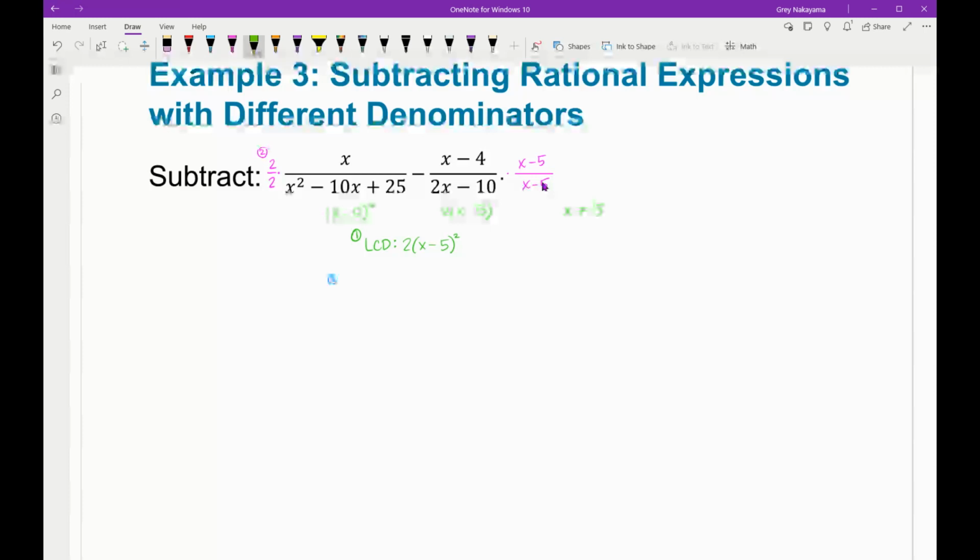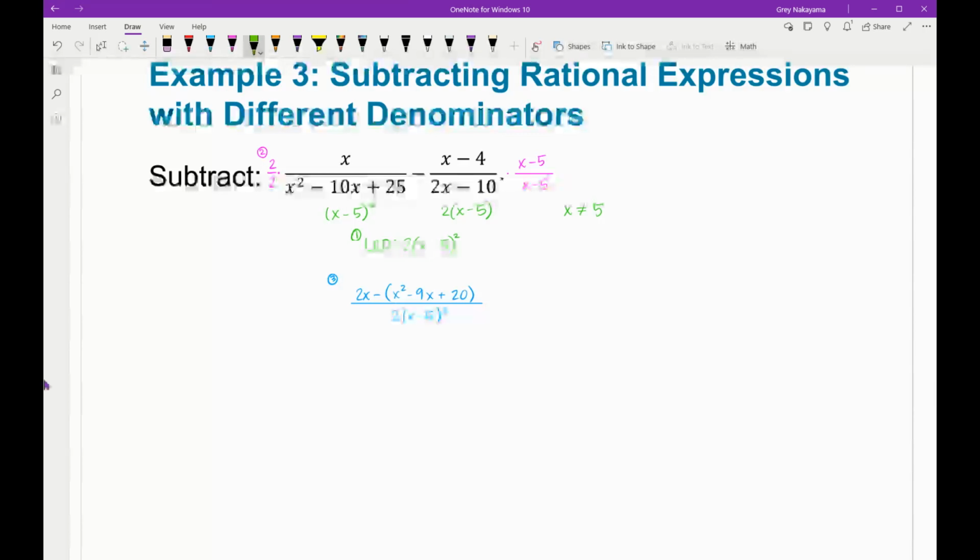There it is. Okay, so to do that, I've got my bottom, which is 2 times x minus 5, quantity squared. And then on the top, the first one, 2 times x is just 2x. And then minus, remember I told you whenever I see a minus, I'm going to put parentheses there. And x minus 4 times x minus 5 is, if you FOIL, of course, x squared minus 9x plus 20.